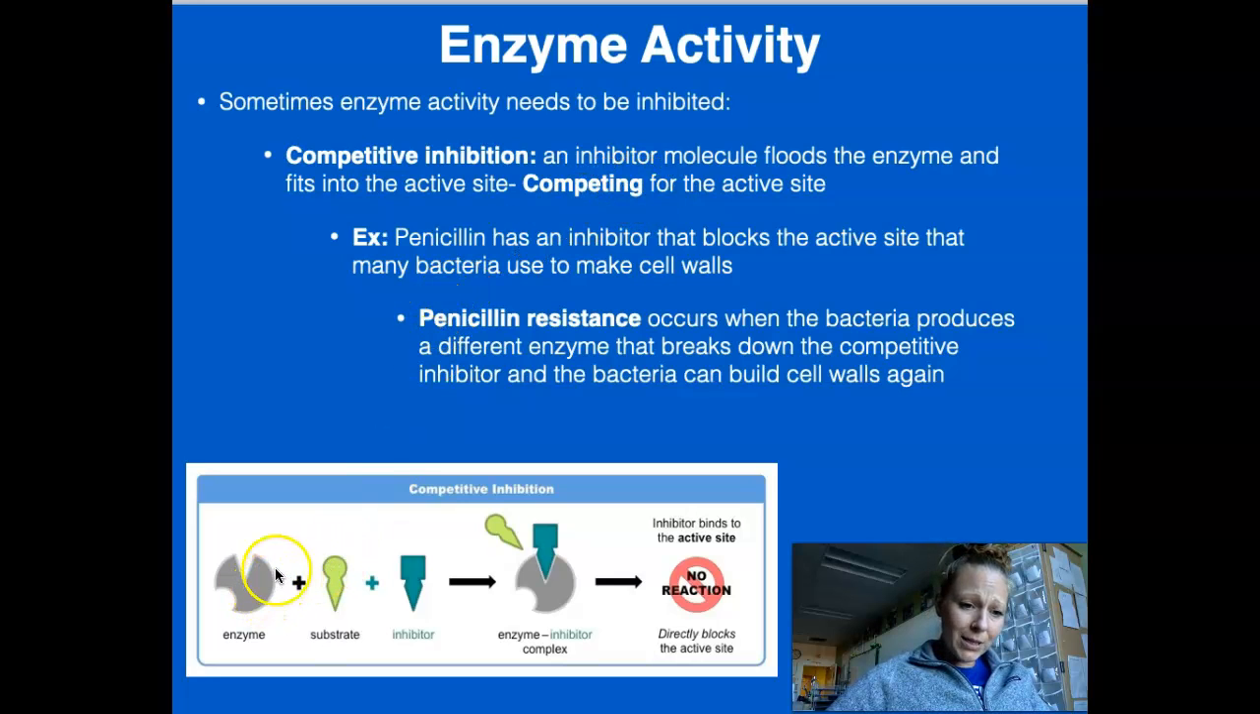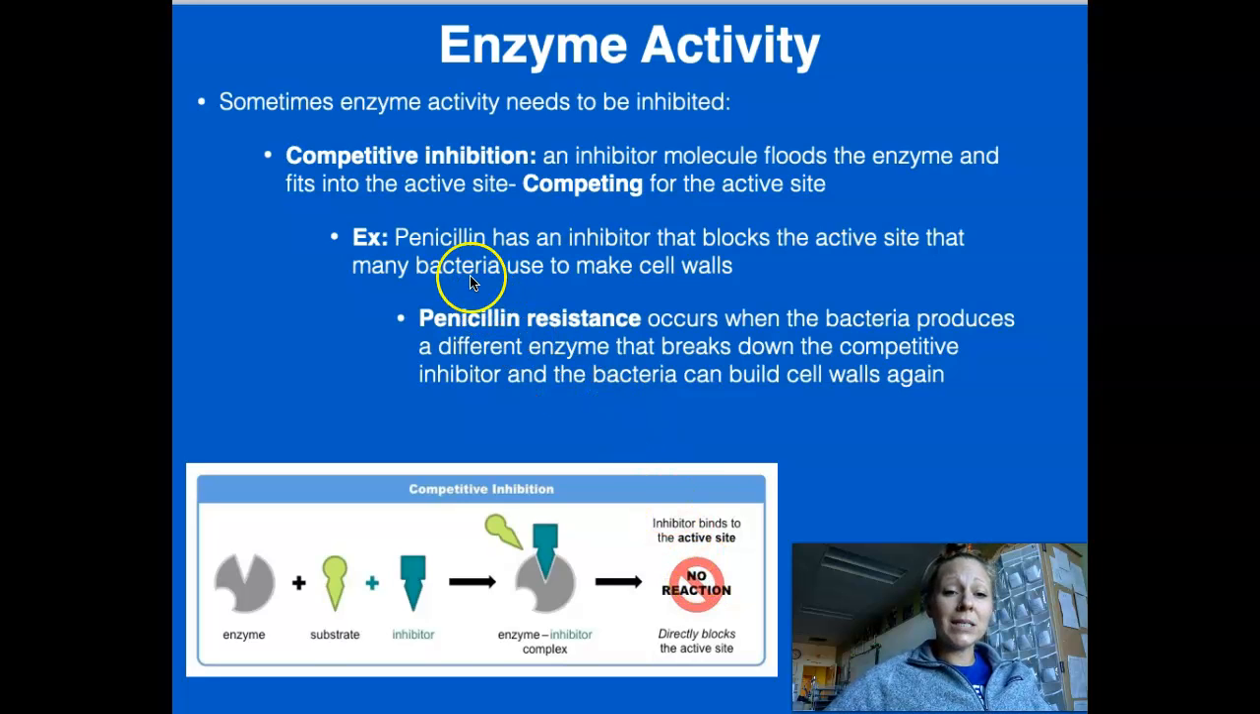So here, if we look at the enzyme, we have an enzyme and we have the substrate. And so this substrate is going to fit right into this active site, and the enzyme will do its job. So here, what we see is that there is a competition, a competitive inhibitor. So it will fit into the active site. It's competing for the active site. And if it gets into the active site, then it blocks the enzyme activity and no reaction can occur.